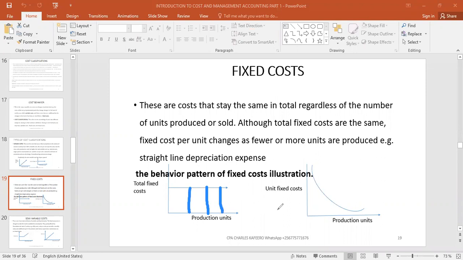Then the unit fixed cost keeps changing, because when you divide the fixed cost by the number of units we have produced, you will see that it keeps changing. It will be varying. And that is how it is. Let's go to our next thing.